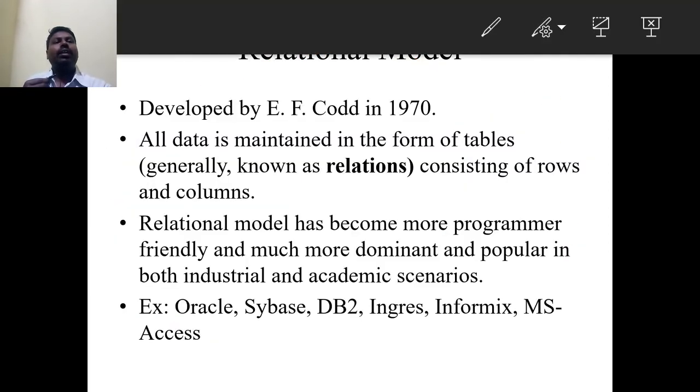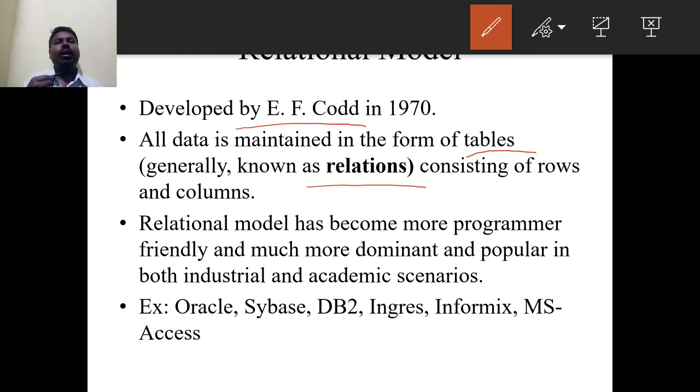Next, relational model. This is the most important model in the database, developed by E. F. Codd in the year 1970. Here all the data is maintained in the form of tables. We know that a table is nothing but rows and columns. Here the table is generally referred to as a relation. So whenever in a database we say relations, it refers to tables only.